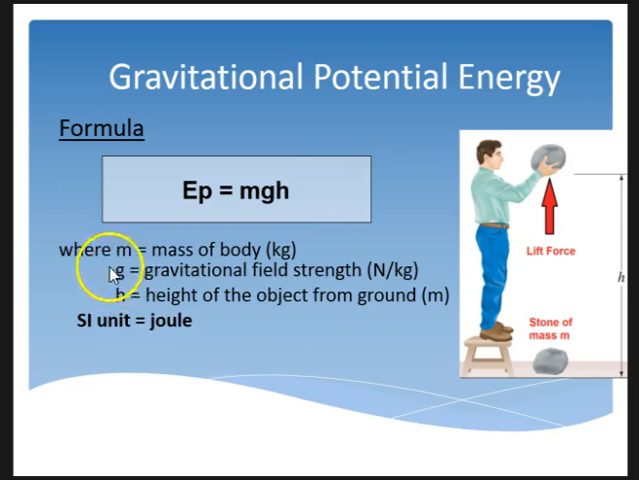Do take note, small m, which represents mass, has to be in kilograms for this formula to work. Small g represents gravitational field strength stated in terms of Newton per kilogram. And small h, representing the height of the object from ground, has to be in the unit meters. Not centimeters, not kilometers, but meters. And just to recap, the SI unit of GPE is none other than the joule.